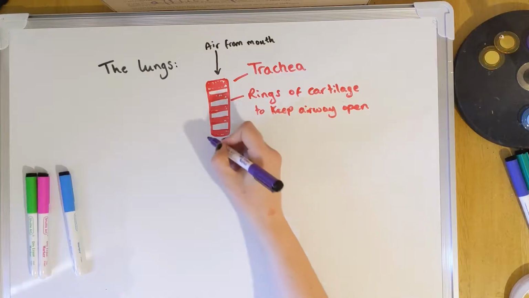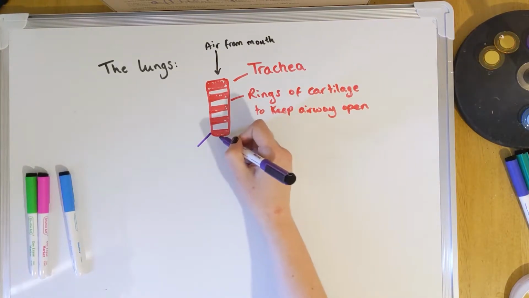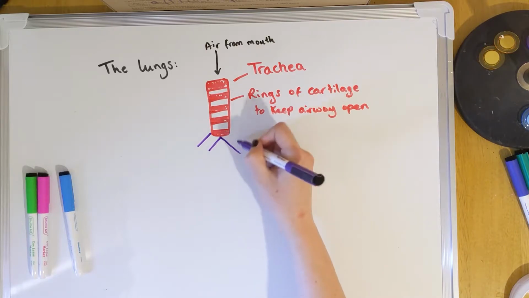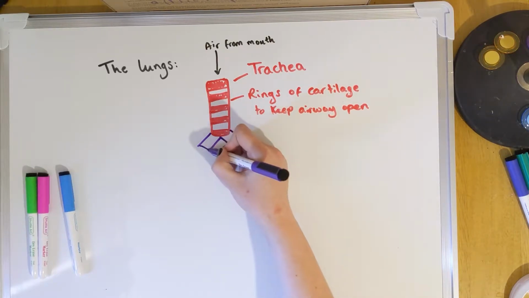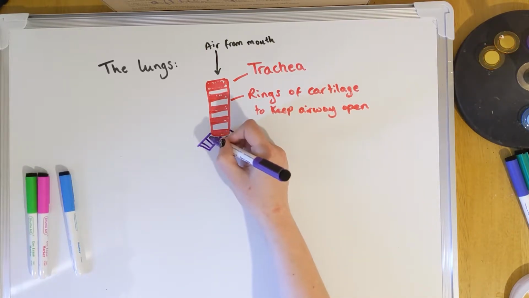The next part of our lungs are the bronchi. Now they are two smaller tubes that split off into each lung, and again they have lines of cartilage that help support these tubes and keep them open.